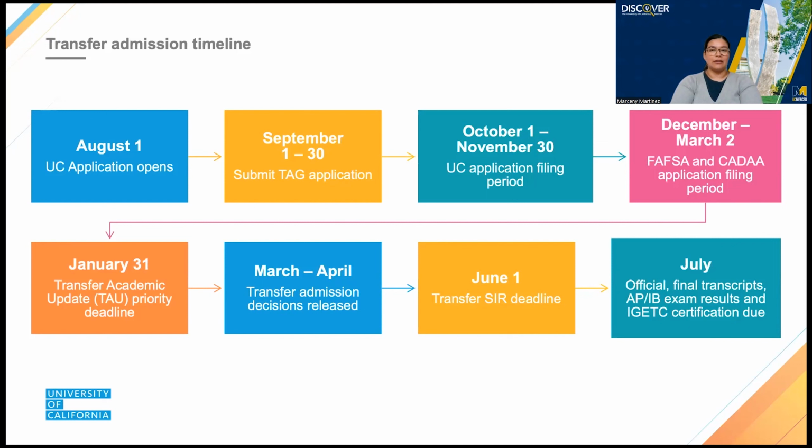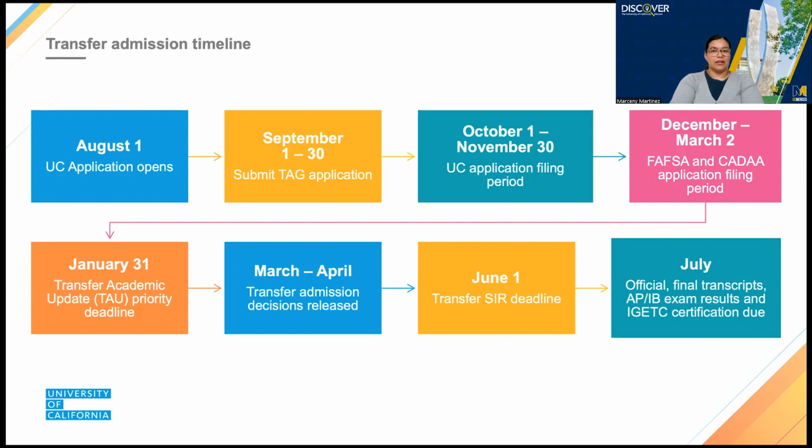So applicants should take their time in filling out the application thoroughly before submitting. From December through March 2nd, all students should submit a Free Application for Federal Student Aid, also known as FAFSA, or a California Dream Act application. The majority of students at UC receive financial aid and scholarships. We'll cover this in more detail later in this presentation. The campuses use the information from the FAFSA and the California Dream Act for both admission and scholarships.